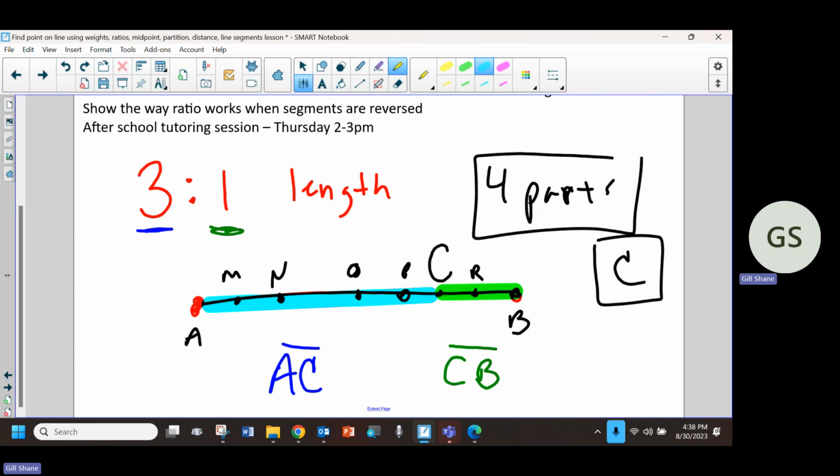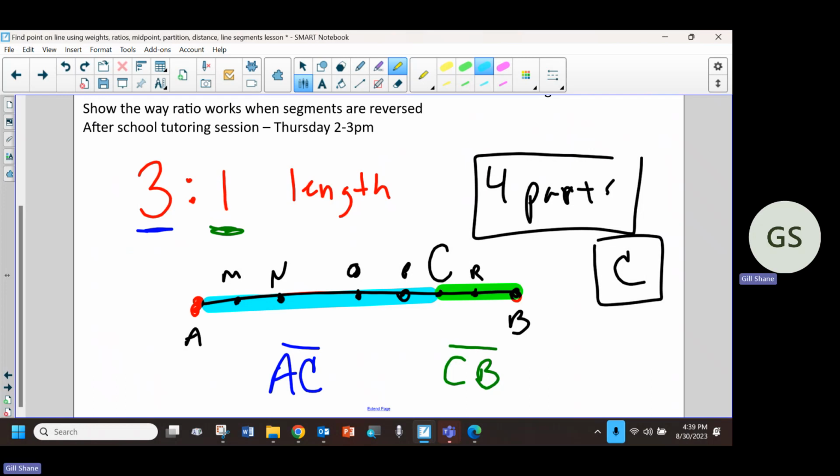Points M, N, Q, P, R have nothing to do with it. I was just giving you, on the problem on the quiz, multiple options to choose from, and you had to pick the option that made sense. Because all of them but one didn't make sense. There was only one point that made sense if you understood how ratios work and how weights work.